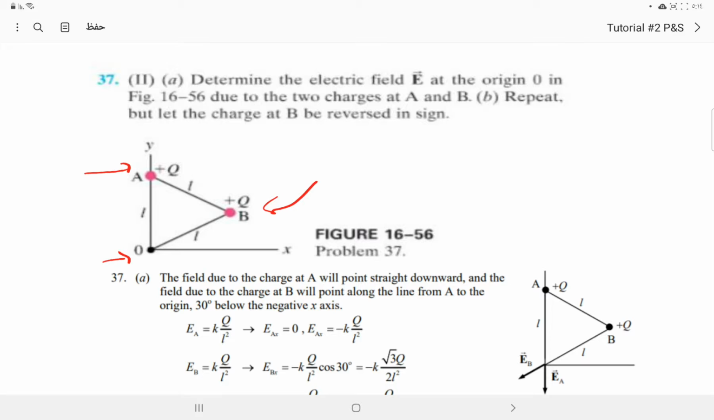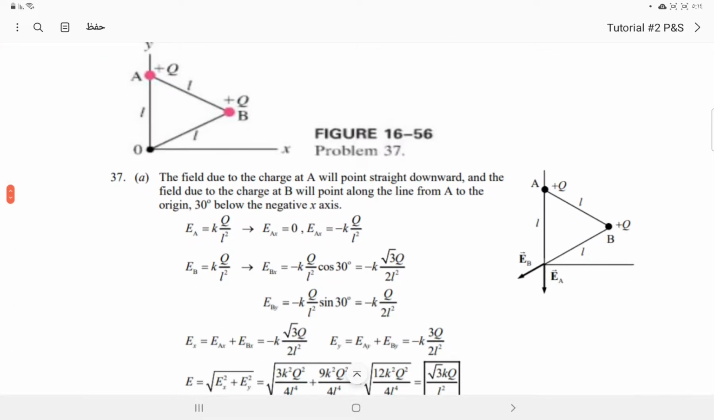So what is the electric field at the origin? This is the question. Actually, the electric field there is just the effect which comes from the Q at A, which is a positive charge, as well as the effect of the Q at B at this point. So we have two effects, or two electric fields.